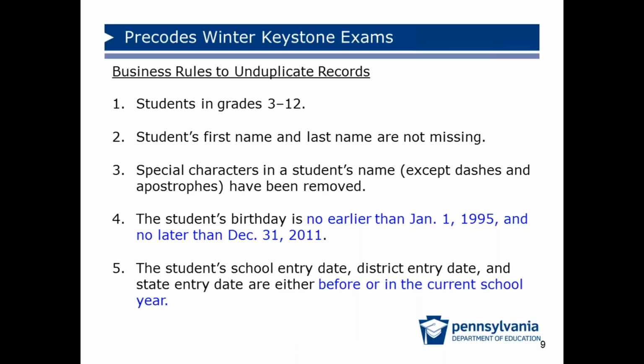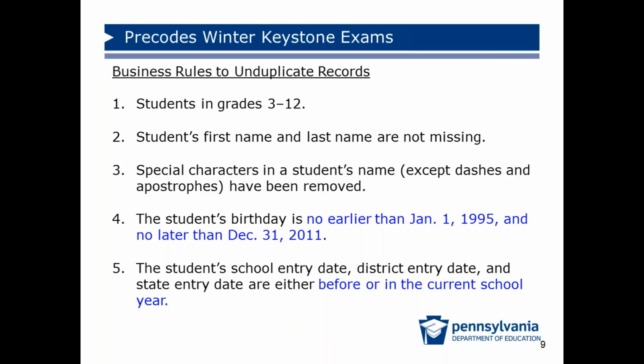So students must be in grades 3 through 12, and their first and last name should not be missing. Special characters in a student's name except dashes and apostrophes should be removed. The student's birth date is no later than January 1st, 1995, no later than December 31st, 2011, and that basically indicates that the student is school age. The student's school entry date, district entry date, state entry date are either before or in the current school year.